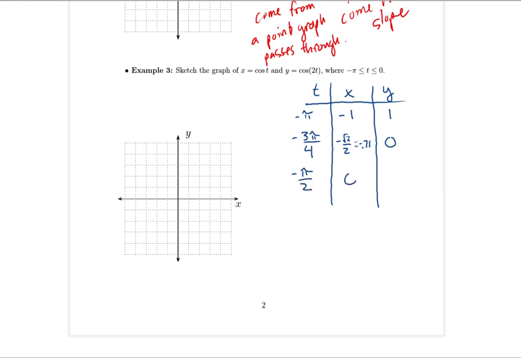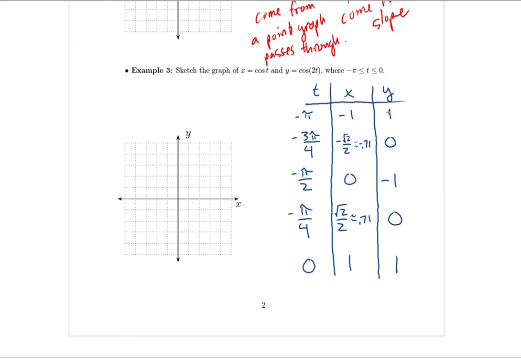I get x equals 0 there, right? Cosine of negative pi over 2 is 0. And then I get the cosine of negative pi, which brings me back to negative 1 again. All right, so then let's do a couple more at least. Negative pi over 4. So that's root 2 over 2, which brings me back to 0.71, and then back to 0 in the y. And then finally, when I go to 0, that'll be a 1 for the x and a 1 for the y.